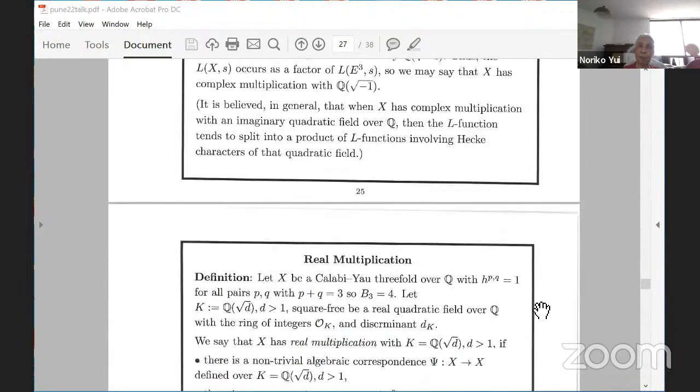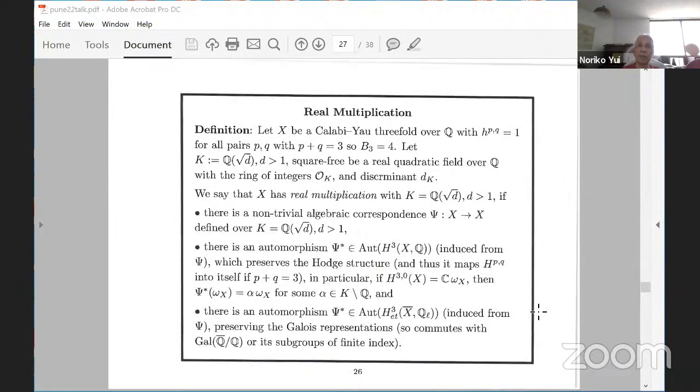So we'll introduce something called real multiplication. We are looking at the Calabi-Yau threefold with h^{p,q} equal to one, where p plus q equals three. So this is again the b_3 equals four situation. And K will be the real quadratic extension Q adjoin square root of D, O_K is the ring of integers, and D_K is the discriminant. We say that the Calabi-Yau threefold X has real multiplication by this real quadratic field K if we can find a non-trivial algebraic correspondence from X to X defined over this real quadratic extension.